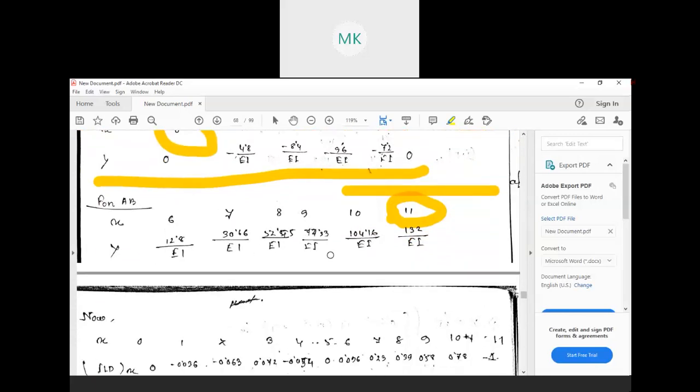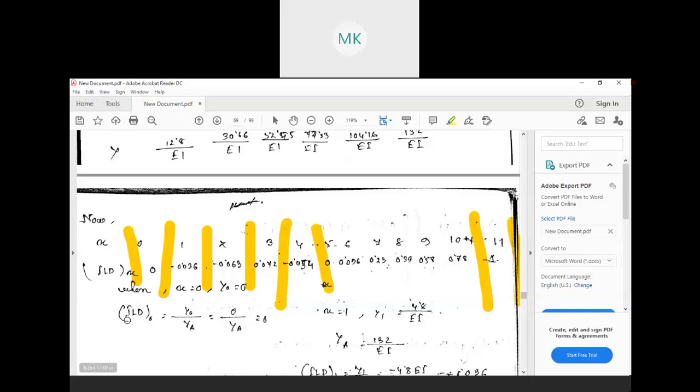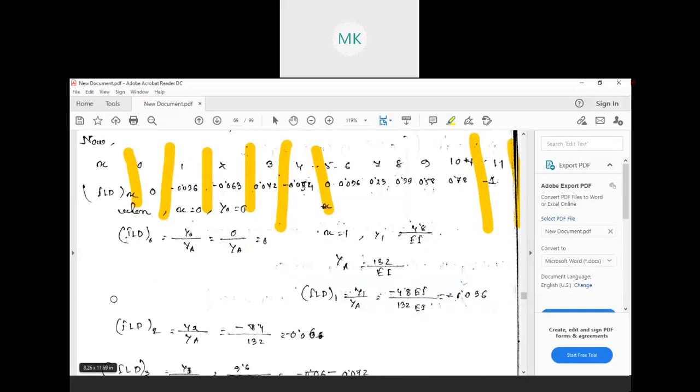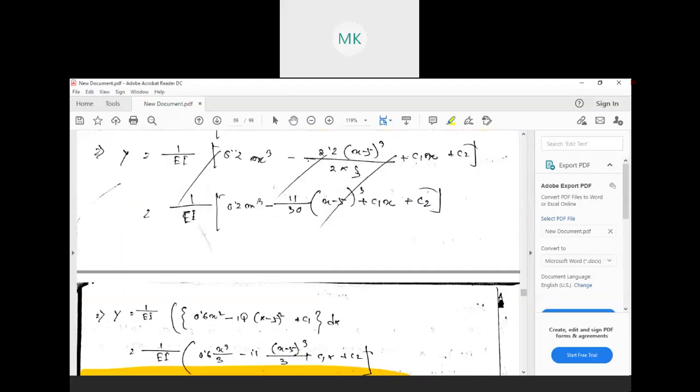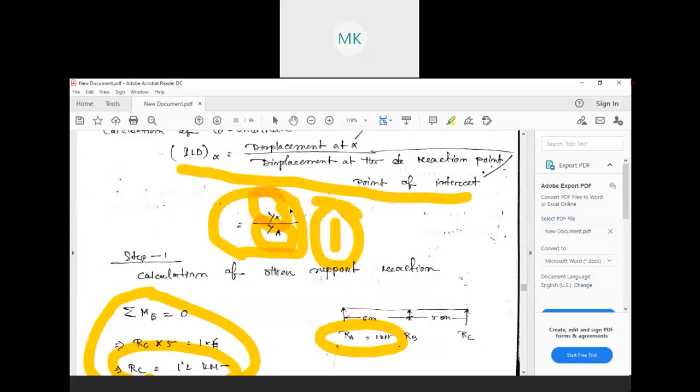After finding this, what you need to do now is find the ILD at every point, from 0 to 11, as you can see in this table, from 0, 1, 2, 3, like this going up to 10, 11. Okay, so now how do we find it? As you know this formula, ILD at x equals yx by ya. We have already got this. Let me show you once. This formula: ILD at x equals yx by ya.